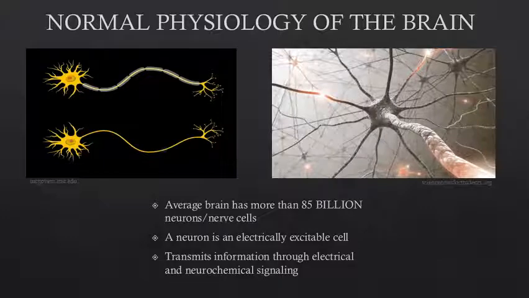Each of these neurons is an electrically excitable cell, and this is how it transmits information from the brain to the rest of the body through complex electrical and neurochemical signals.